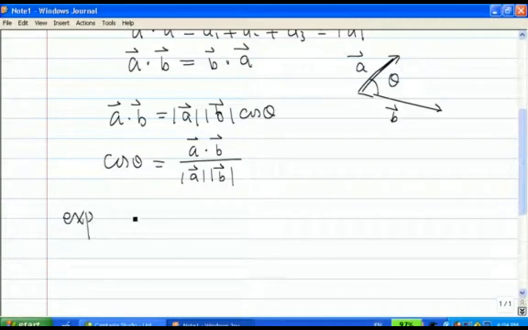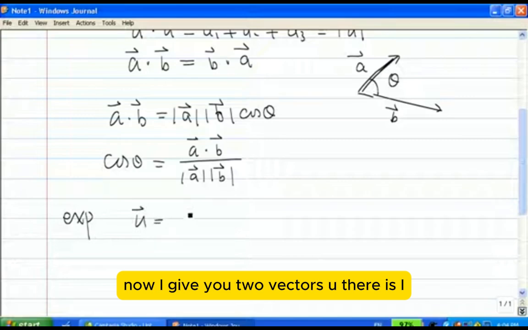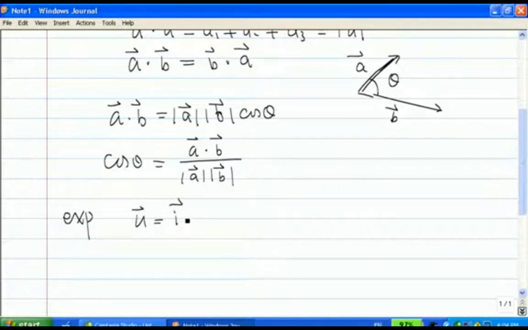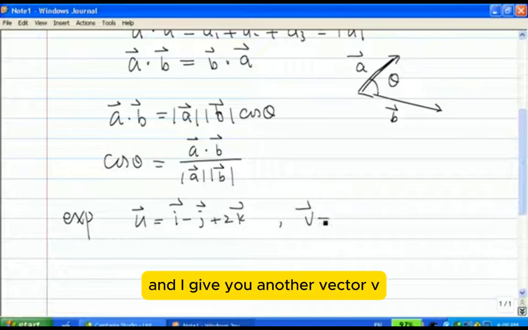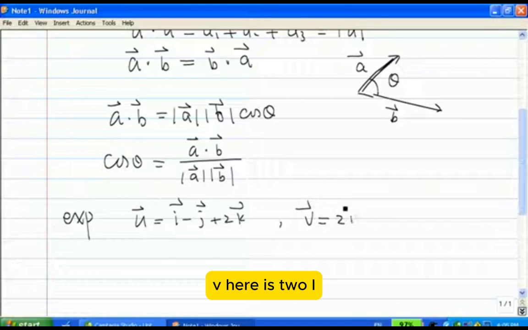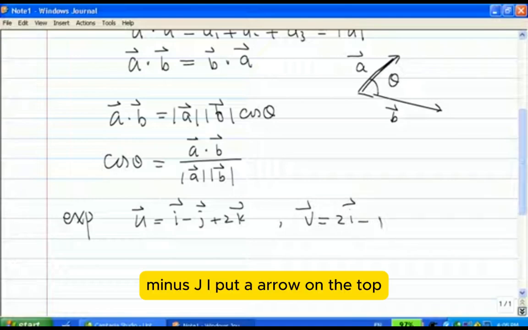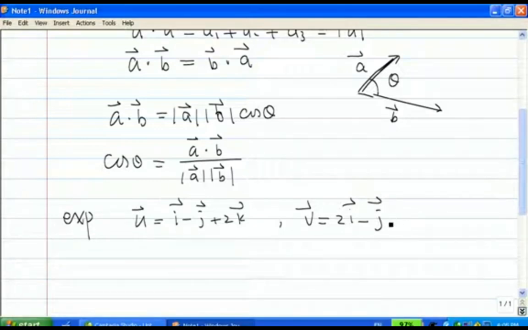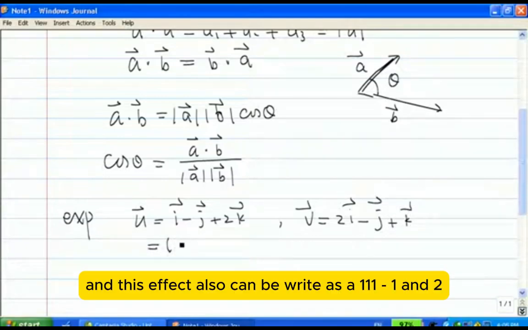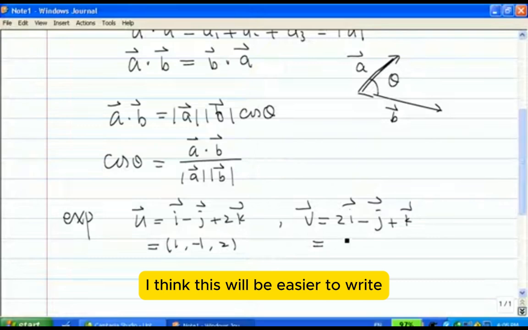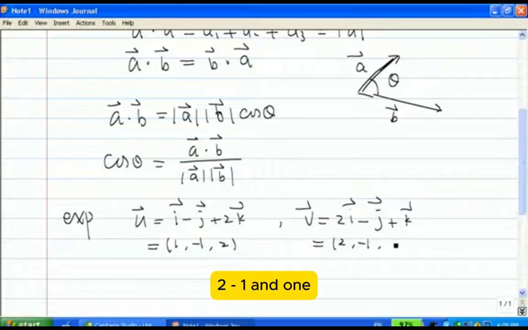Now I give you two vectors. U is i minus j plus 2k. And I give you another vector v. V here is 2i minus j plus k. I put an arrow on the top just to mean it's a vector. This vector can also be written as a triple: 1, minus 1, and 2. I think this way is easier to write. And 2, minus 1, and 1.